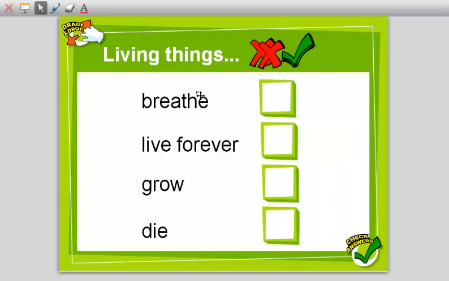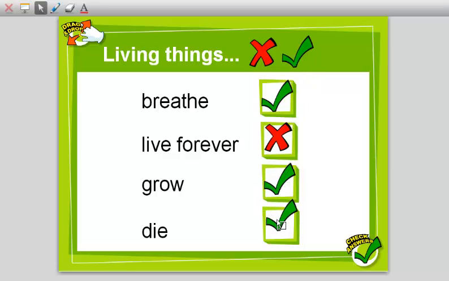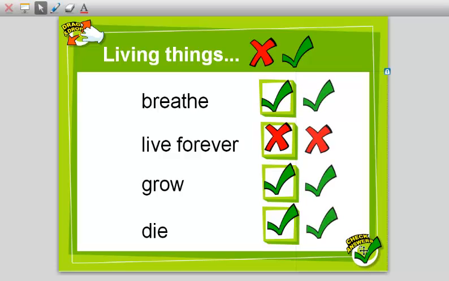Living things breathe, live forever, grow, and die. So up here you see the X's and the check marks, and we're going to drag those into what is correct. So living things do breathe, they do not live forever, they do grow, and unfortunately do die. And we can check our answers and see that we were correct.